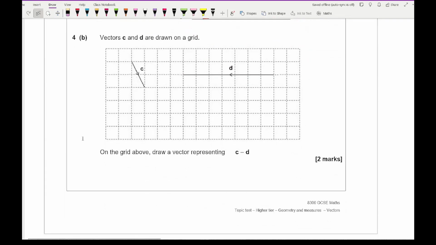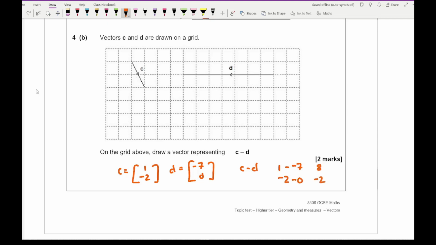Then moving on to 4b, it says vectors C and D are drawn on the grid. On the grid above, draw the vector representing C minus D. Well, again, if you want to use column vectors, C is 1 minus 2, and D is minus 7, 0. So then C minus D is going to be 1 minus minus 7, and minus 2 minus 0. So that's going to give me 8 minus 2.